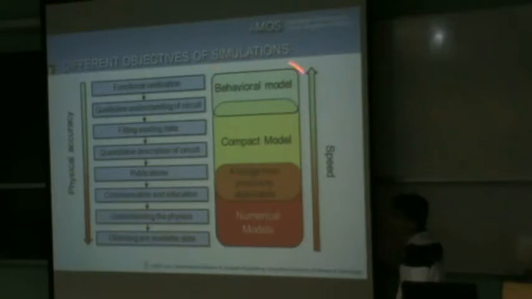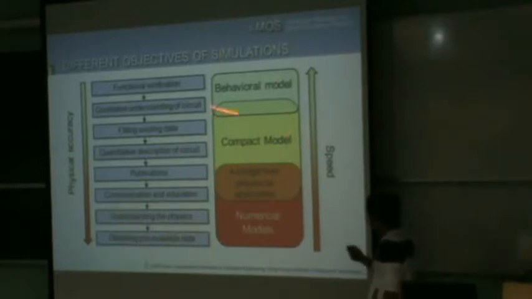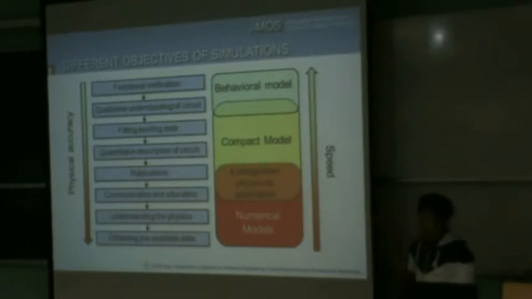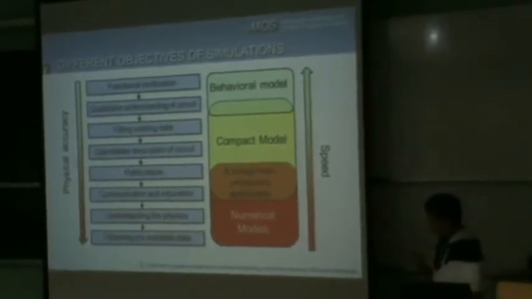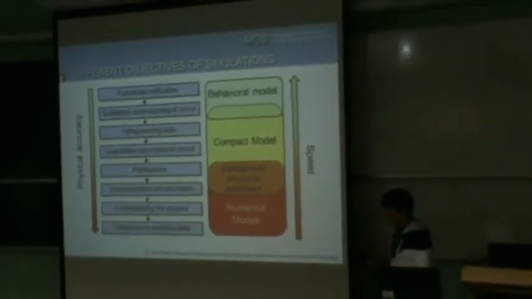We have behavioral models, which give up a lot of physics. We just want a description of the behavior. Now, a compact model is somewhere in between, which tries to bridge the behavioral model and the numerical model. So we are working somewhere here. As a result, many people working on compact models have different understandings about what it is.